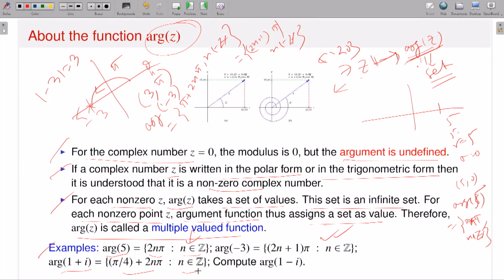So given a z, the small arg of z is a multiple valued function, and you can explicitly calculate that set. This is one exercise I have given. I have calculated the argument of 5, minus 3, and 1 plus i, and found the corresponding sets. You just calculate the argument of 1 minus i. You can do it at home. So this is all about small arg.